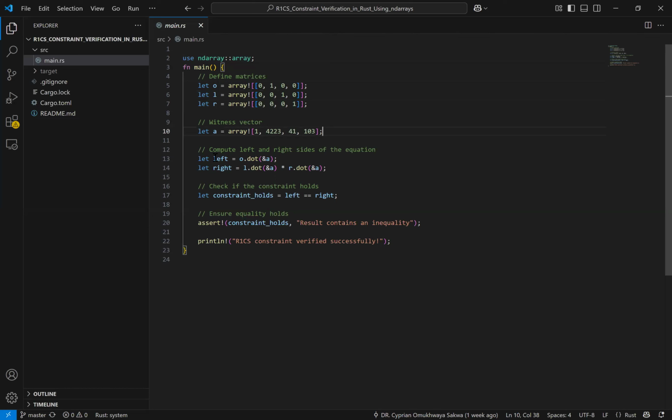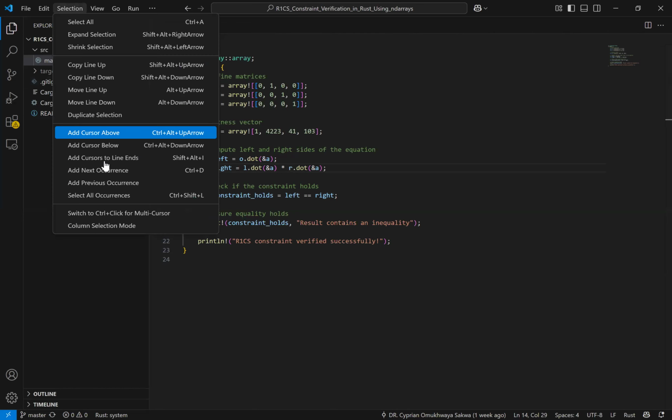And then you are telling it, find the left side. The left side will be, of course, O·A, output times A. Then find the right side, which will then be the left matrix times A multiplied by the right matrix times A. Then let's run it.